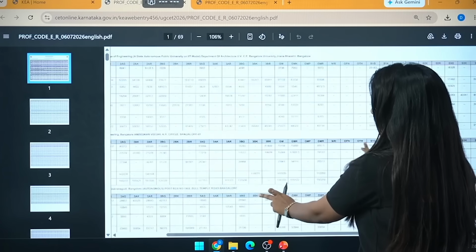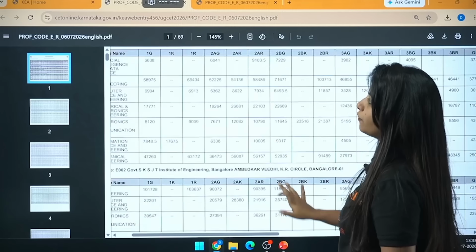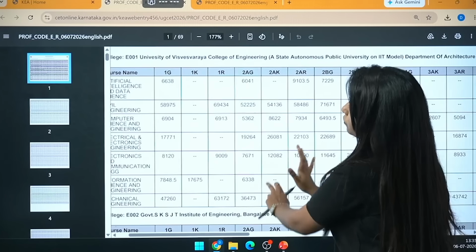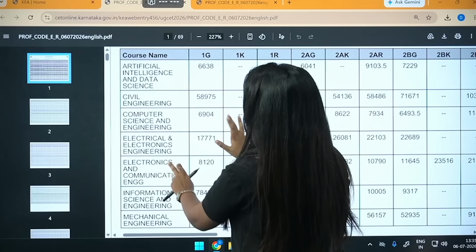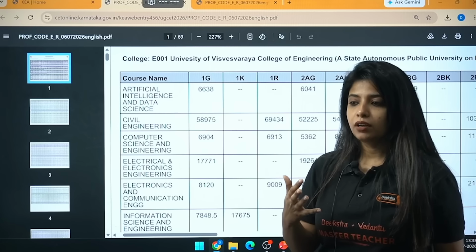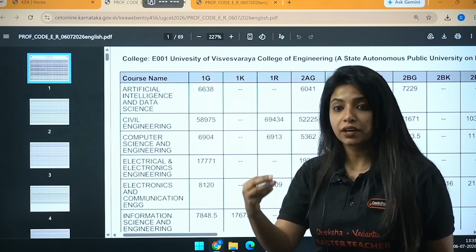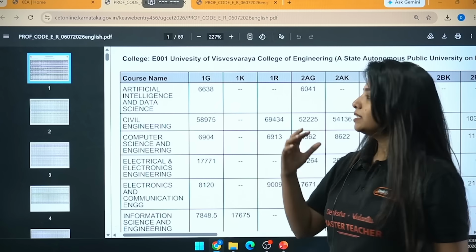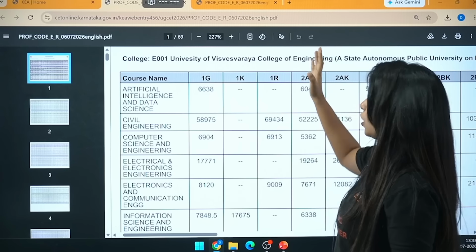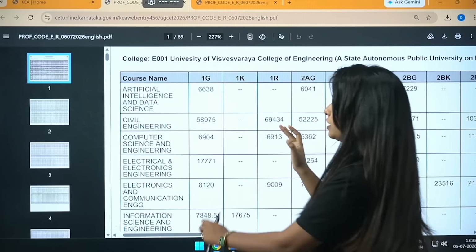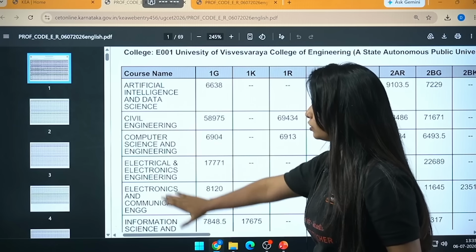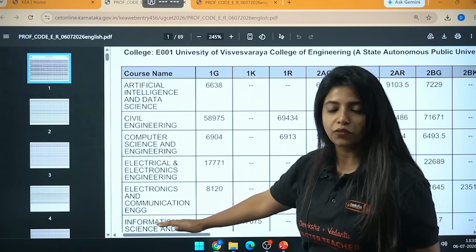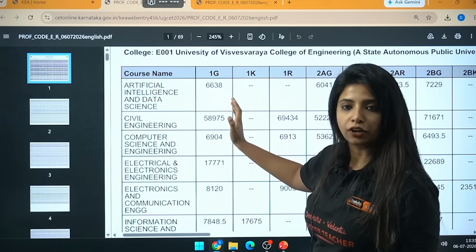So this is the data that I have, and over here you have to be really careful with very few important things. Suppose I say that I am looking for the cutoff. You have to look for the cutoff of your category. Suppose there is University of Visvesvaraya College of Engineering, that is UVCE. The first thing that I have to do is, okay, I need to find all the courses which are available, that is right over here. Then I need to look at the cutoff.